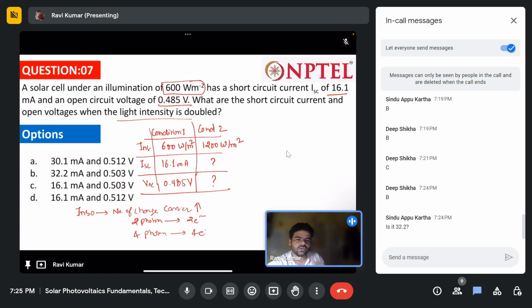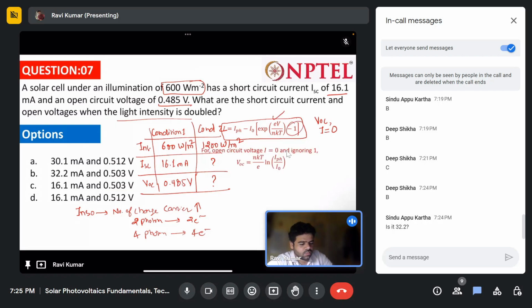But in case of VOC, it is not a direct relation, it is a logarithmic relation, and this is the formula here. So it is exponentially related with the VOC. This is the equation for single diode for an ideal solar cell. At VOC, I will be 0. By putting this condition and ignoring this one because it is much greater than 1, we will get this equation.